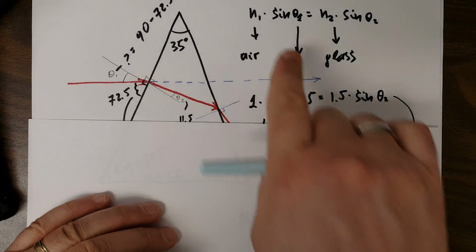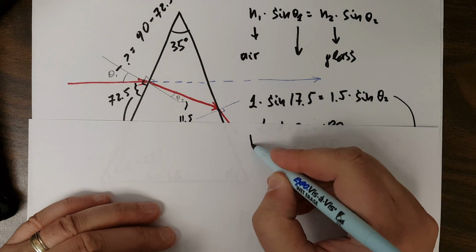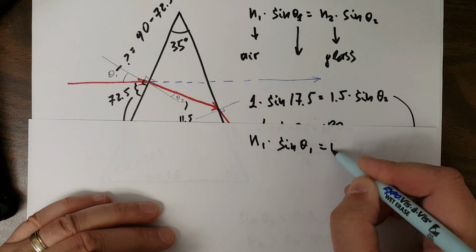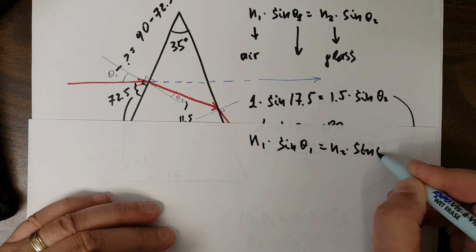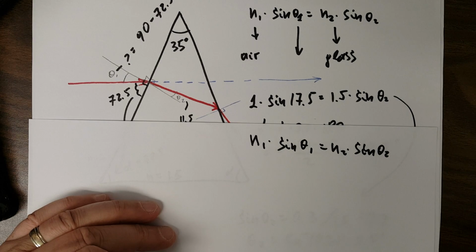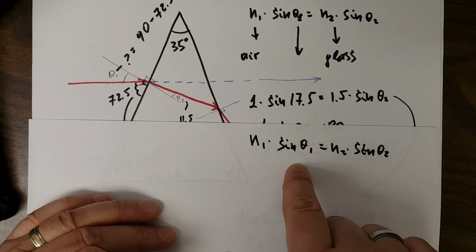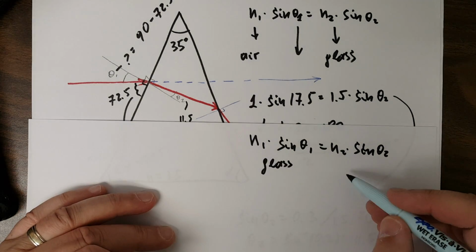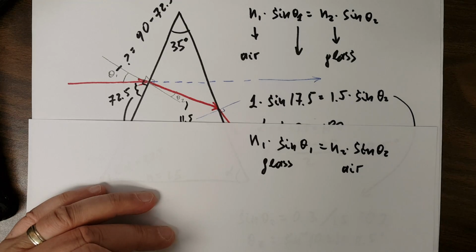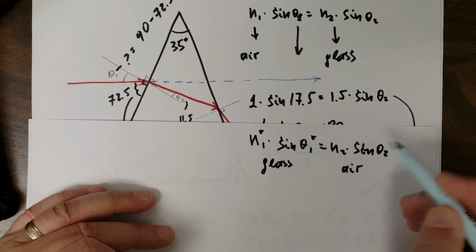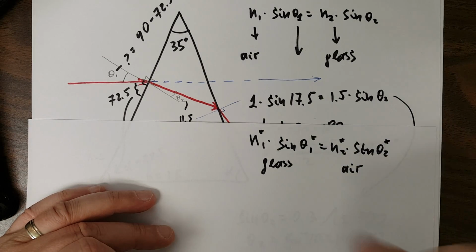Well, technically that's exactly the same law. N1 times sine of theta 1 equals N2 times sine of theta 2. However, these variables now mean something very different. The first medium now is glass. The second medium now is air. So the best way is just adding some additional symbols so we wouldn't confuse these variables with the old variables.